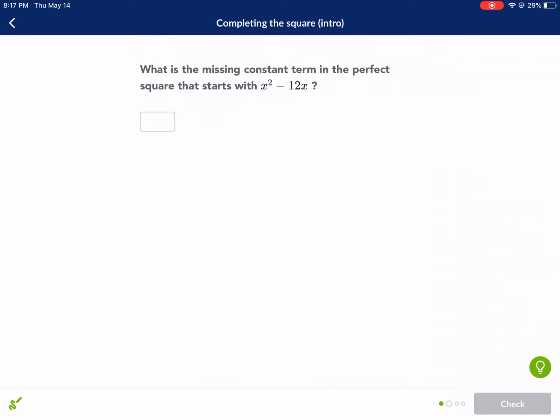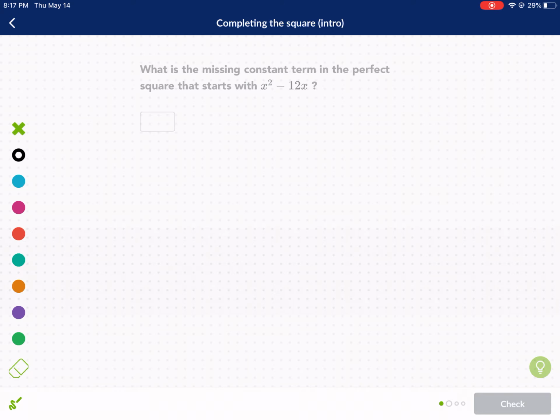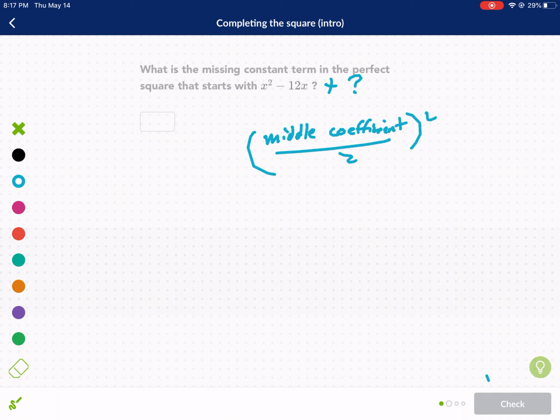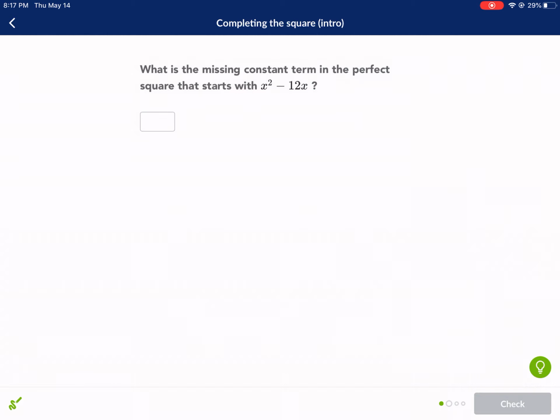Okay, next question. Same deal. We have to figure out what we add on in order to complete the square. So the rule is we take our middle coefficient, divided by 2, and then we square it. The more times you see this written, the more times you write it, the better you'll get. So we're going to do negative 12 over 2, and we're going to square it. So we get negative 6 squared gives me 36, and that's my answer, 36.